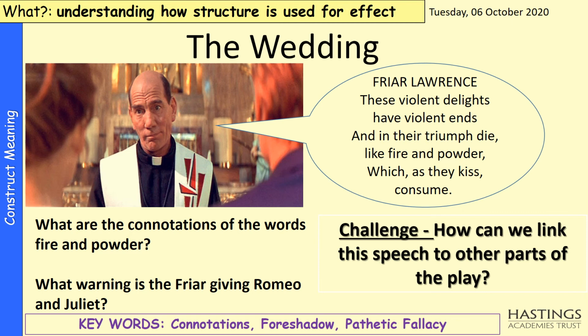How can we link this speech to other parts of the play? This could link to the prologue. Okay, the prologue, it warns us of Romeo and Juliet's fate. It warns us that they are a pair of star-crossed lovers who are going to take their life. So at this point, the audience is reminded again that Romeo and Juliet are destined to die. And this speech from Friar Lawrence, it really reminds us of that.